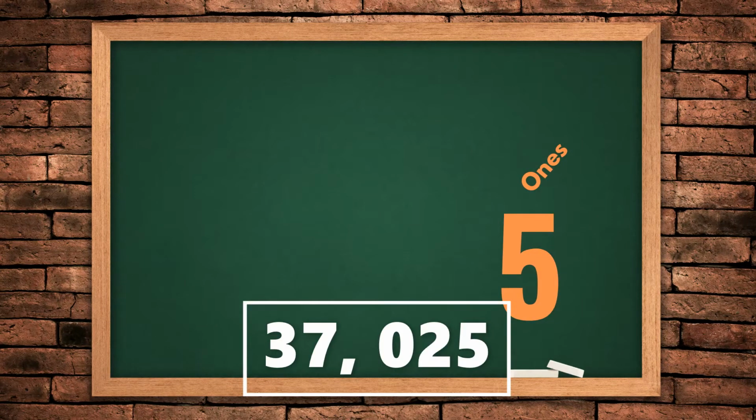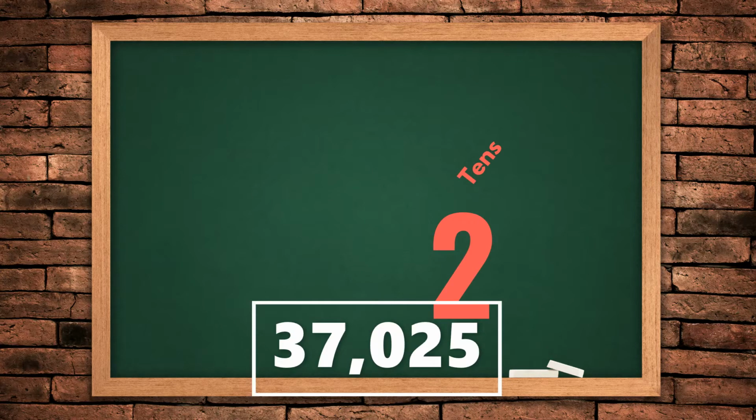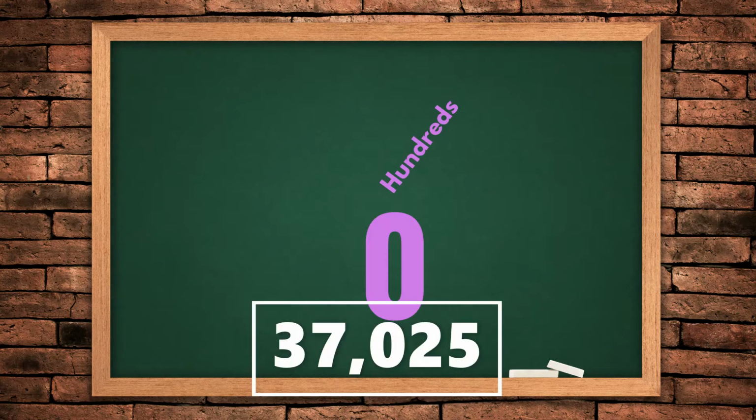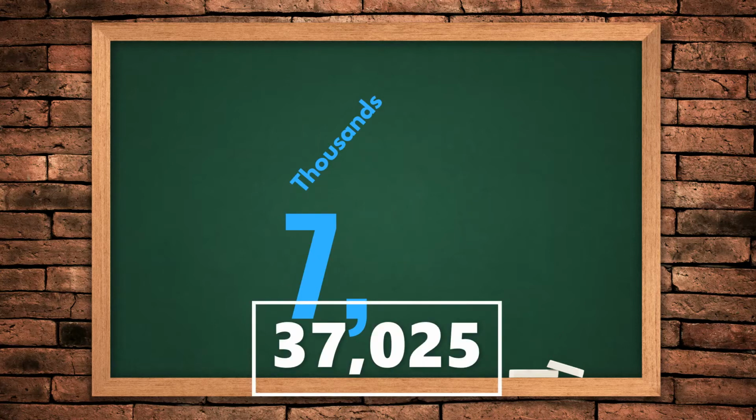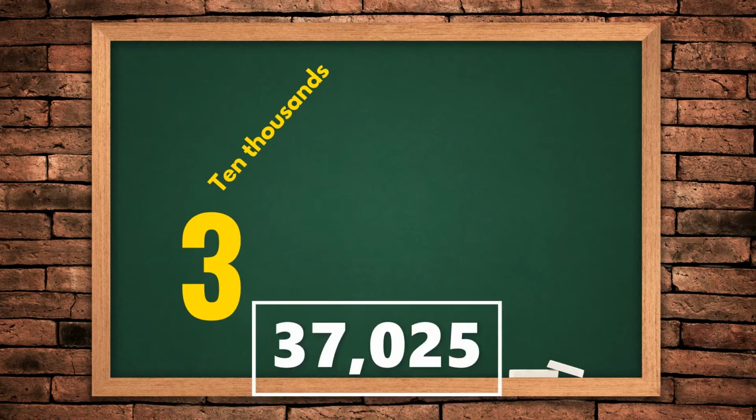5 is at the ones place. 2 is at the tens place. 0 is at the hundreds place. 7 is at the thousands place. And 3 is at the 10,000s place.